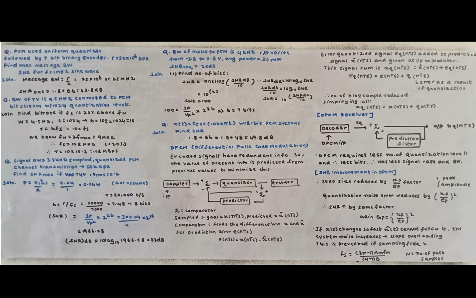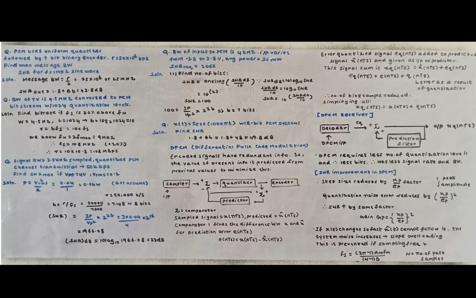We have VPP, we have the peak amplitudes as 3.8 and minus 3.8. We've given the average power and we give it the SNR as well. They want us to find the number of bits. So here SNR becomes the anti-log of SNR in decibels divided by 10. And then SNR eventually is calculated to be 100. The calculation is written right there.